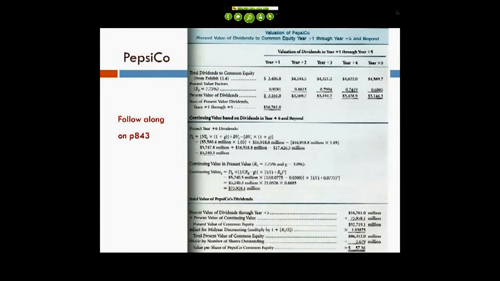So a lot on here. If you want to follow along on page 843, I thought we'd look at it from Pepsi's perspective.